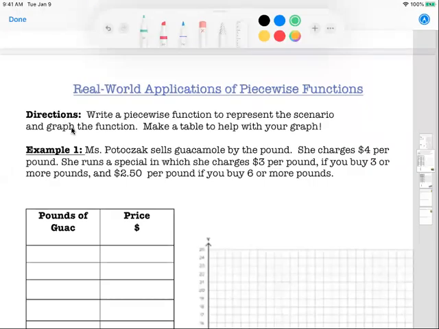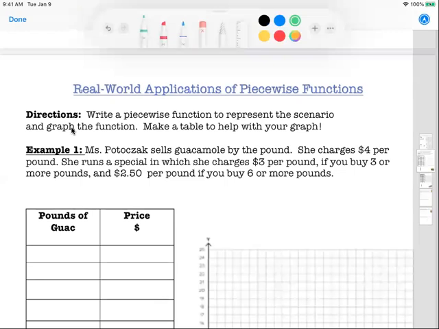Now we will be doing a few real-world applications of piecewise functions. What we are going to be doing is writing an equation, making a graph, and making a table to represent each of the following story problems.